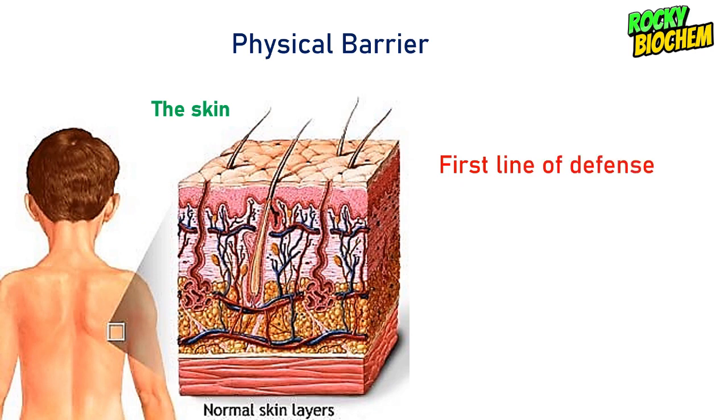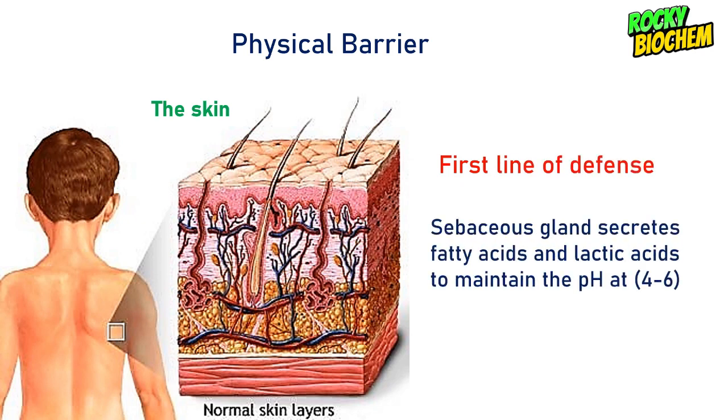And besides, the skin also has the sebaceous gland embedded in it, and the sebaceous gland produces fatty acids and lactic acid. So these acids reduce the pH to an acidic medium, that is 4 to 6, and it helps in protecting the body from microorganisms.